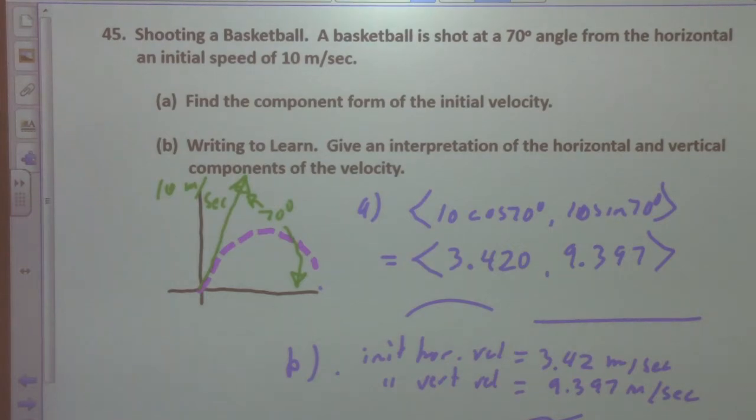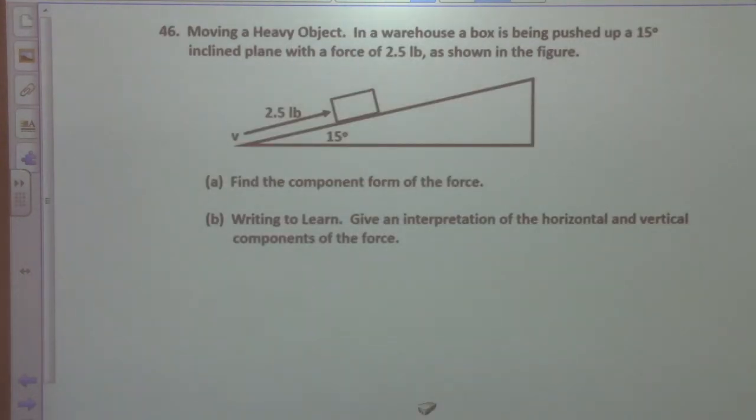We left off yesterday at problem 45, and we're going to go ahead to 46, moving a heavy object. And so you have a heavy object, a box is being pushed up an inclined plane with that force, and we are asked to find the component form of the force. And how would we do that?